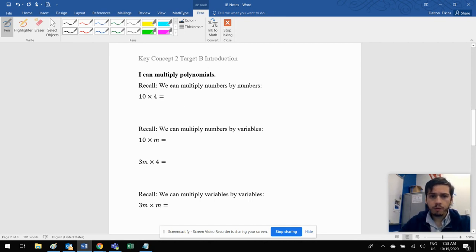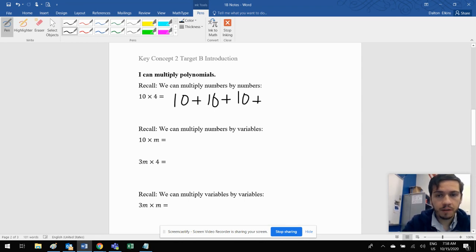So we remember that we can multiply numbers by numbers, right? Like if I have 10 times 4, hopefully you remember how this is done, what this is mechanically. This is either 10 plus 10 plus 10 plus 10, or another way you could think about it is 4 plus 4, 10 whole times.